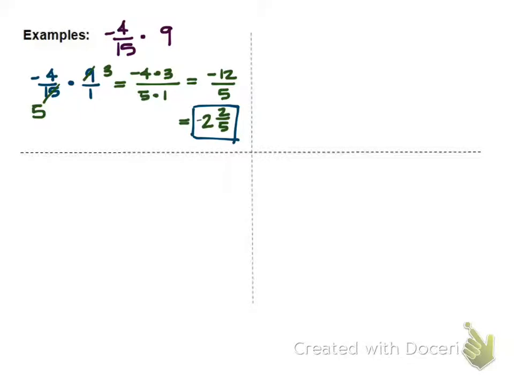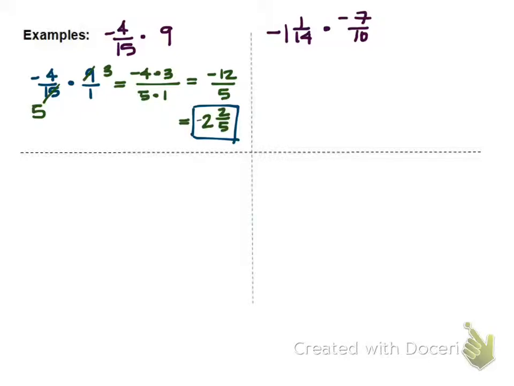So -2 and 2/5 is that answer. Let's take a look at another multiplication situation where we have a -1 and 1/14 multiplied by -7 over 10. Again, I'm multiplying a mixed number times a fraction. And here, using our integer rules, I have 2 negatives, so I know that my result should give me a positive answer, whether or not it's a fraction, whole number, or mixed number. So that's always good to remind ourselves about.